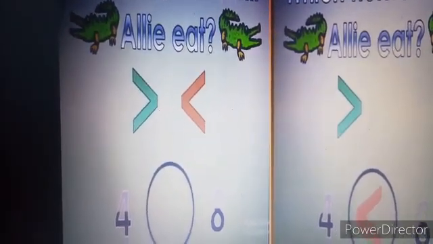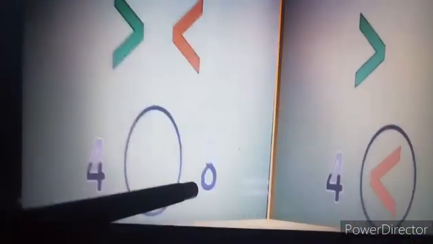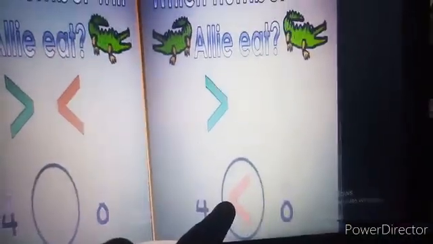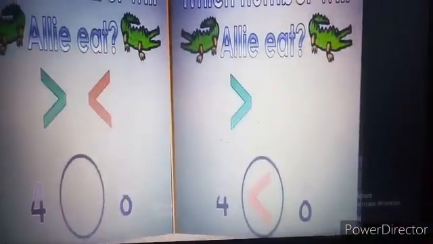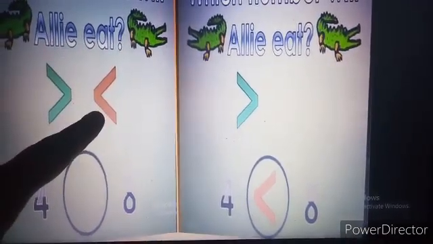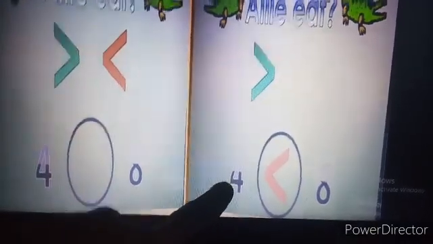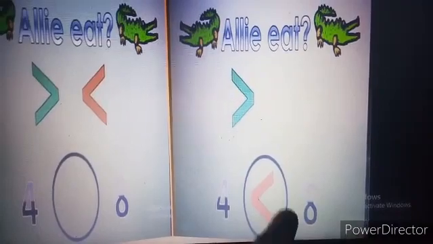Which number will Ali eat? Two numbers are there, 4 and 8. So as you all know, Ali loves to eat the bigger one. So what number she will eat? She will eat the number 8. So what will be the symbol? If she will eat the number 8, the symbol will look like this. Means this orange symbol you will put in the circle. Understood? This orange color symbol is of what? Less than symbol. Understood? And how you will read? 4 is less than 8.